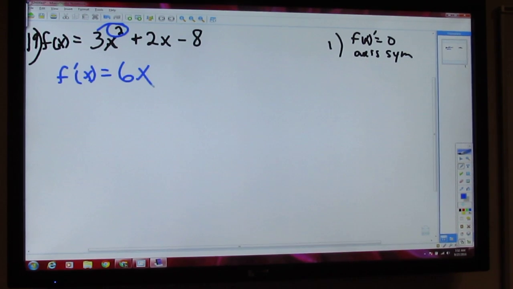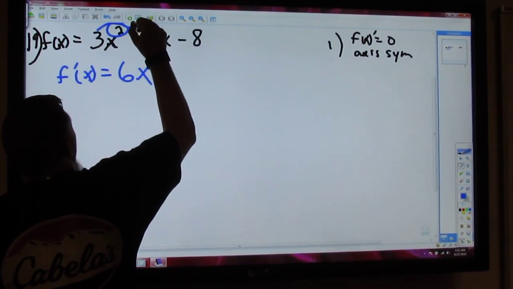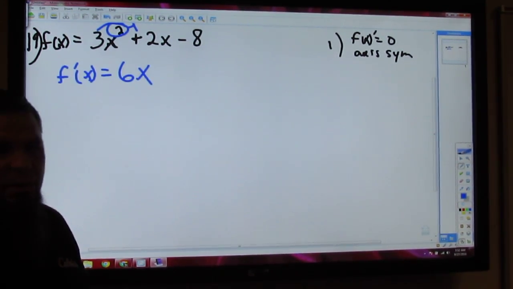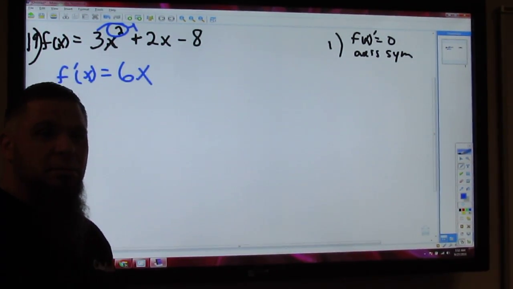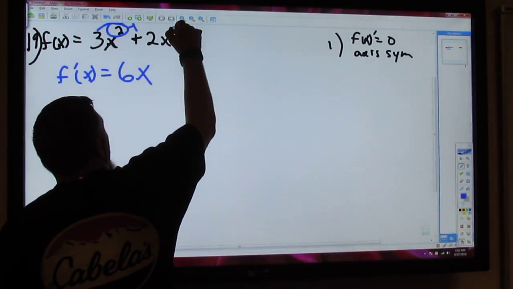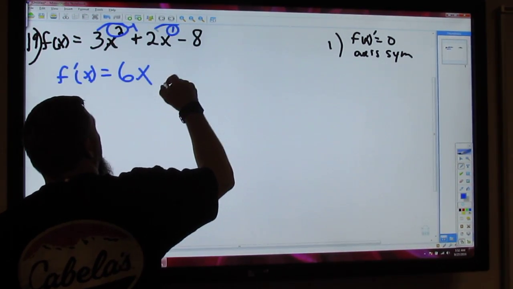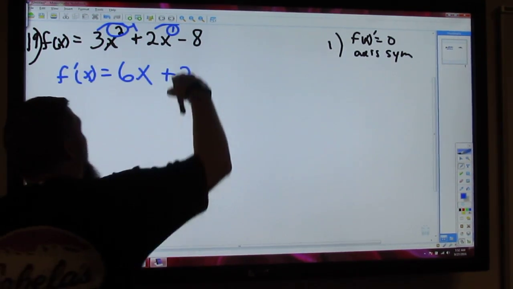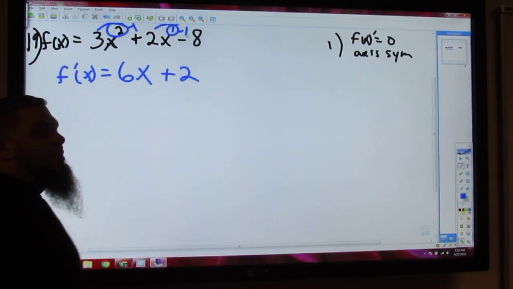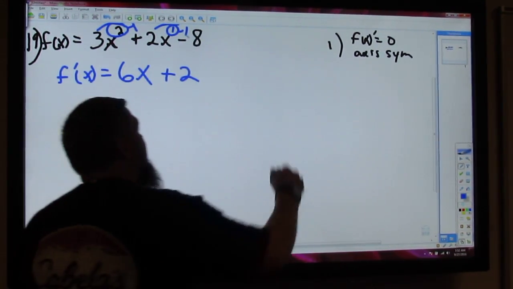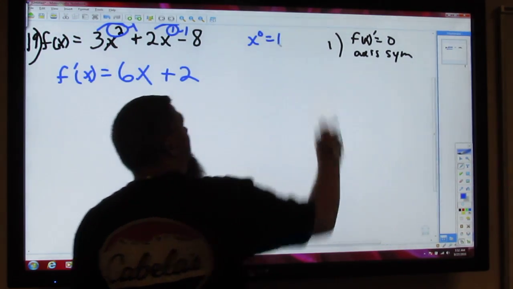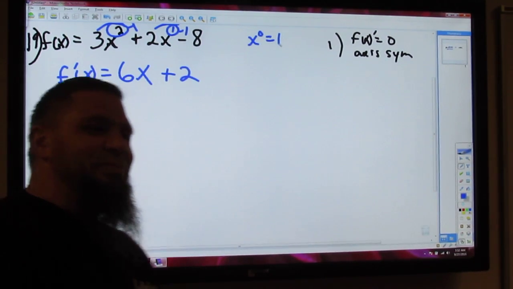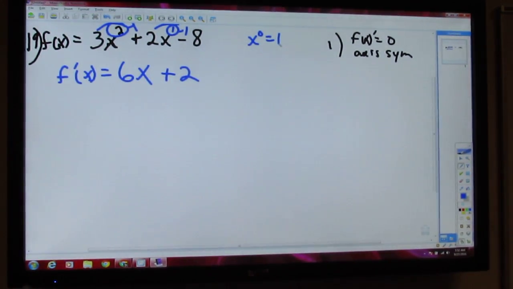The reason I'm left with x is I took 1 away from the 2, right? 2 minus 1 is 1. That's why I'm left with 1x. Well, there's a 1 here, right? And if I take this 1 times 2, I get 2, right? But if I take 1 away from the 1, then I get none, and x to the 0 is equal to 1, and 1 times 2 is still 2. Okay, so that's how we do the derivative.